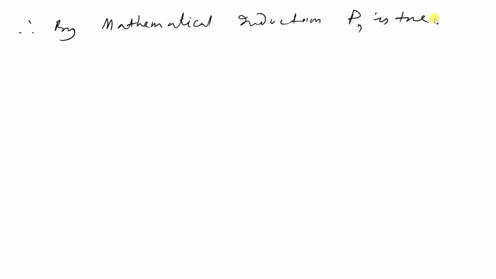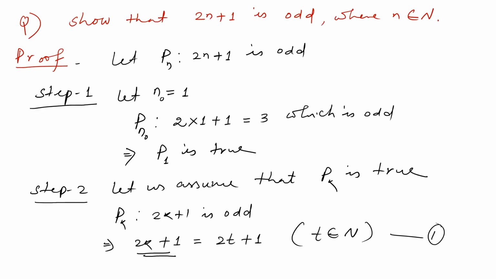That we need to find. Pn is true. What is Pn? I have written it here: 2n plus 1 is an odd number. So we proved it by using mathematical induction.